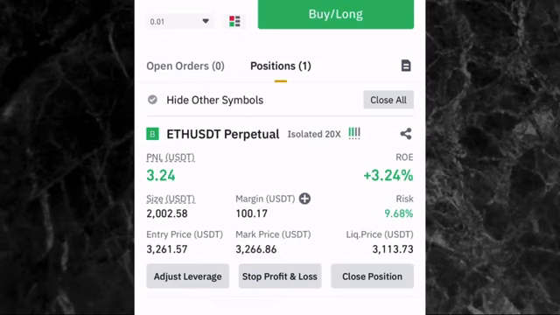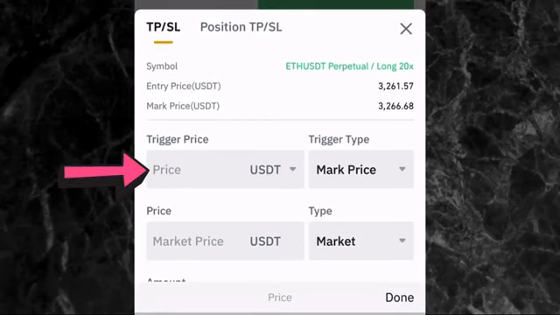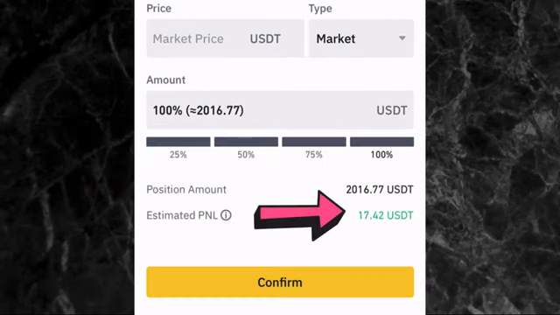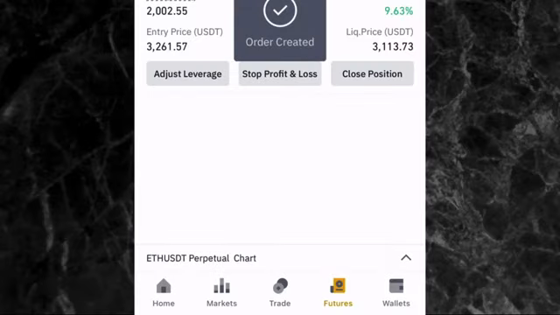Now, how do you set your take profit or loss on the futures trading page? You can see where you have stop profit and loss. You tap on it. And here you're going to be entering, remember we entered the trade at $3,260. So let's say we want to take our profit when it gets to $3,290. And at the bottom side here, it's going to show you the amount of profit you're going to make. So if we take our profit at this point, we are going to be making 17 USDT. That will be our profit. And then just tap on confirm at the bottom side of the screen.